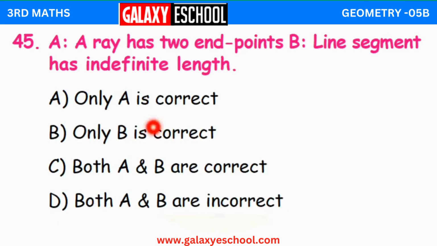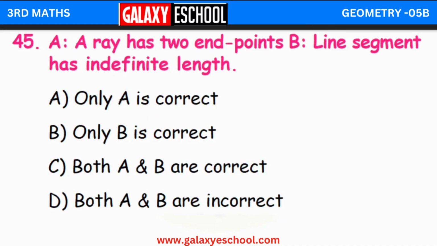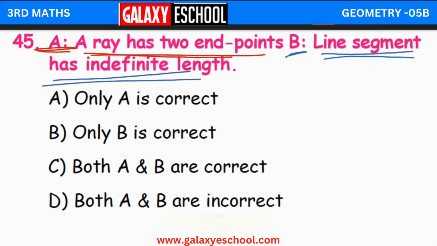Hello children. Coming to question 45. A ray has two endpoints. We are having two statements here. Statement A says that a ray has two endpoints, and statement B says that line segment has indefinite length. Now coming to our ray, how does a ray look? This is a ray. Now from this, how many endpoints does our ray have, children? Ray has only one endpoint, but the statement here is saying that a ray has two endpoints. Now is this true or false? It is false. Statement A is false.